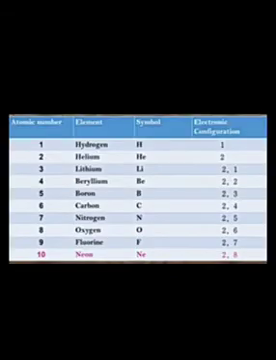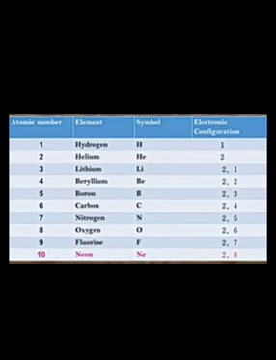Now just look at the arrangement of electrons in different atoms. First is your hydrogen atom. An atom of hydrogen has atomic number 1, symbol H, and electronic configuration is also 1. Next is your helium. Helium atomic number is 2, symbol is He and electronic configuration is also 2, because the first shell contains a maximum of 2. Second is lithium. Atomic number is 3, symbol is Li and electronic configuration 2, 1. Beryllium atomic number is 4, symbol Be and electronic configuration 2, 2.